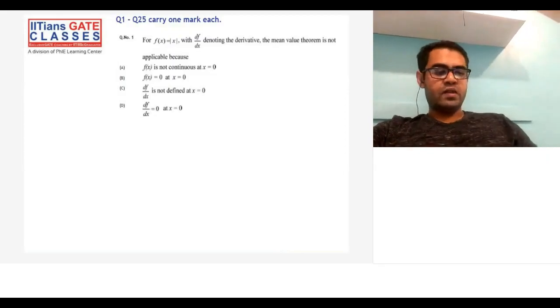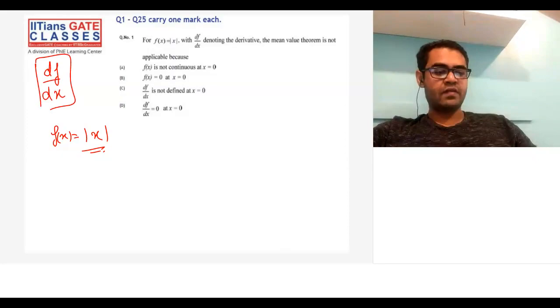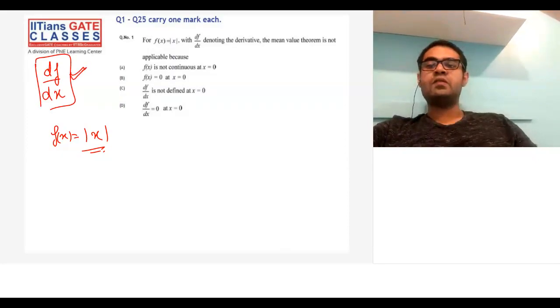In this, what they are saying is, this is a function given to me, f(x) is equal to mod x. This is the function given, and they are saying with df(x)/dx as the derivative. Correct? Now they are saying the mean value theorem is not applicable when?